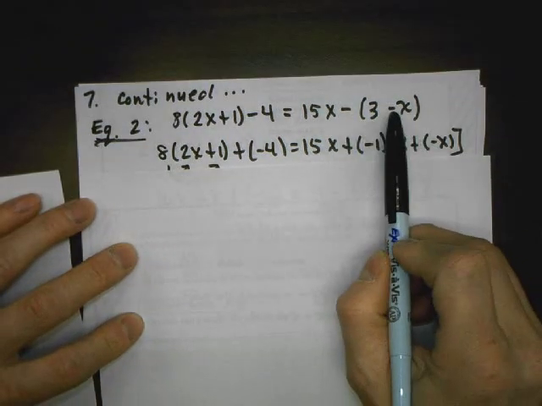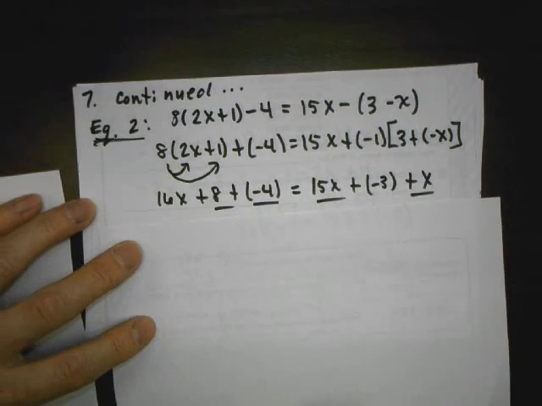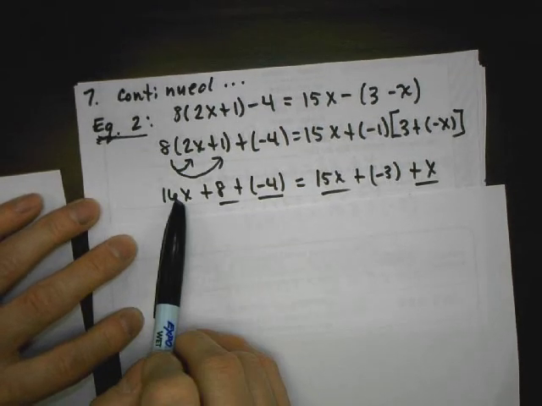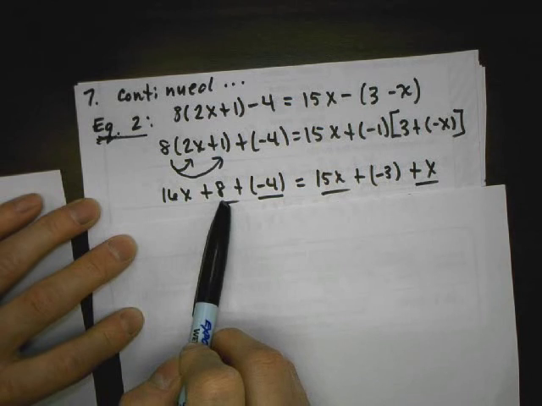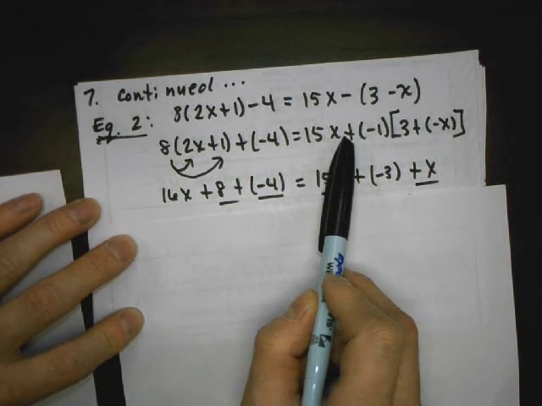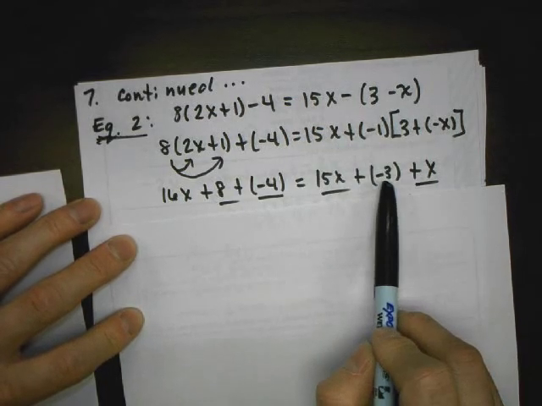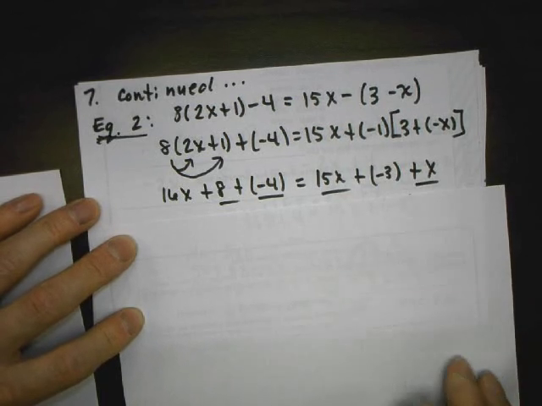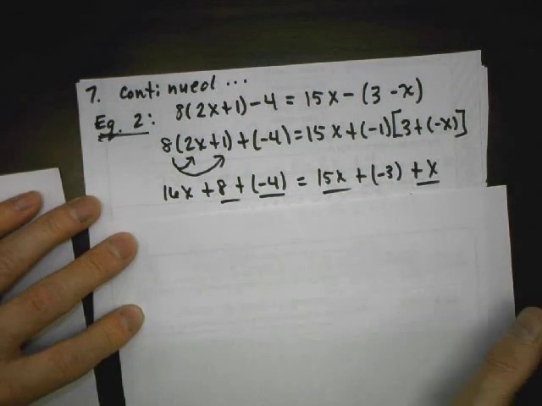So I do my rule for subtraction here. Now I distribute. 8 times 2x is 16x. 8 times 1 is 8. Copy this. Copy this. Negative 1 times 3 is negative 3. Negative 1 times negative x is positive x. So I distributed. Now I combine like terms.